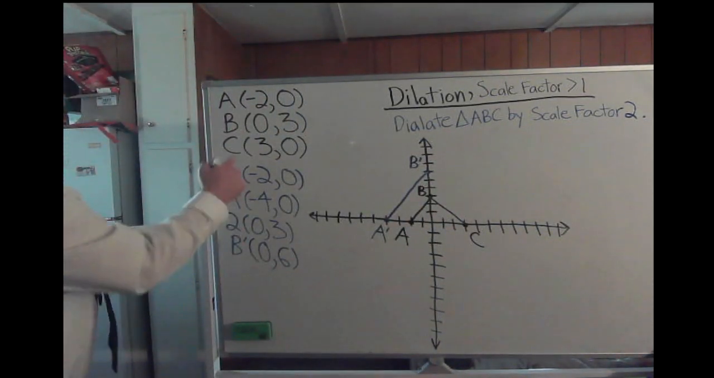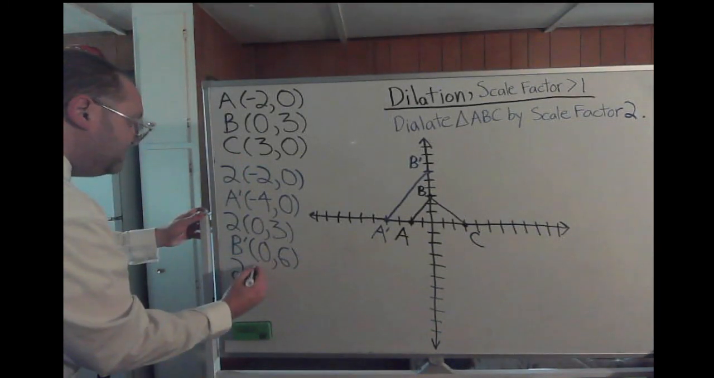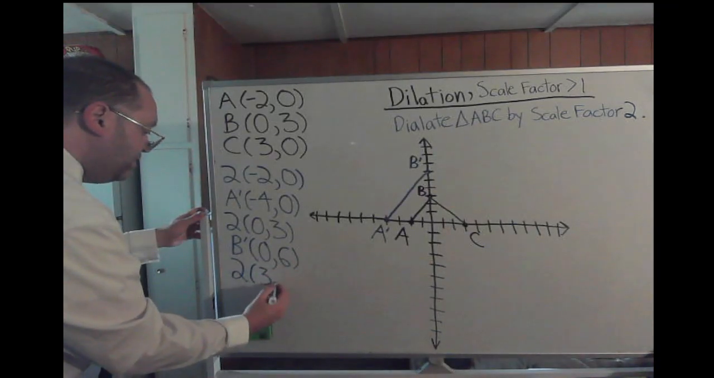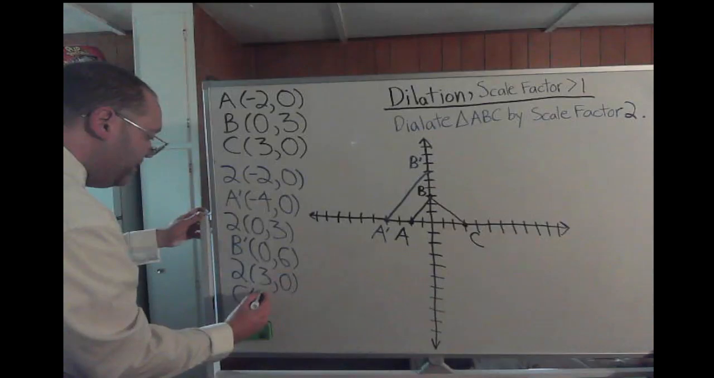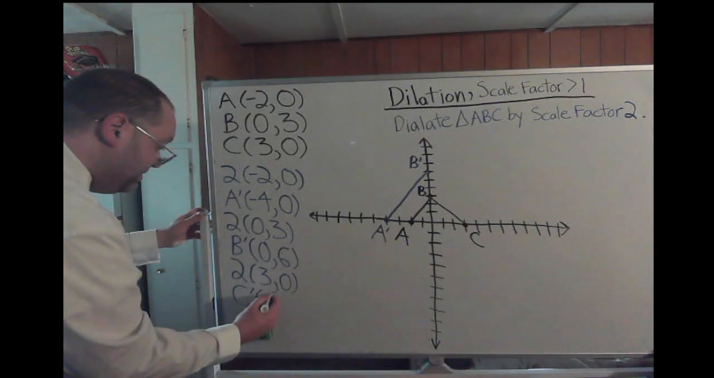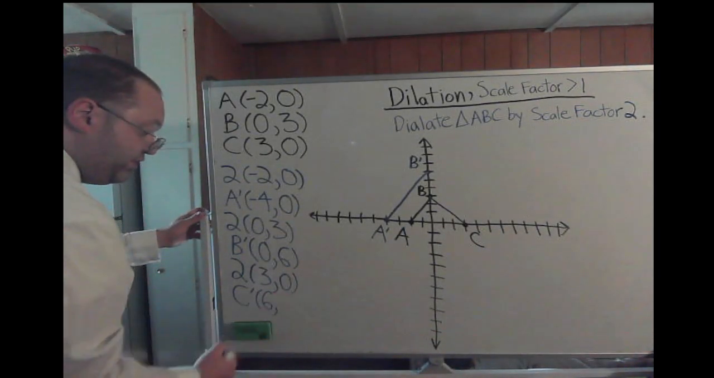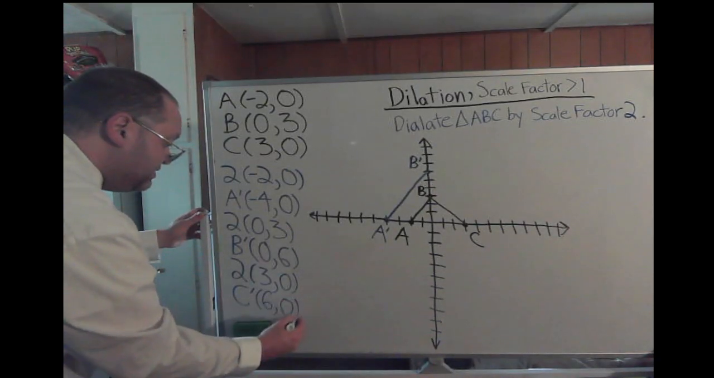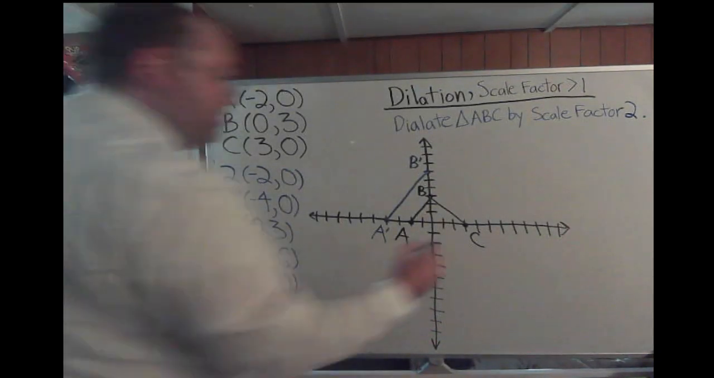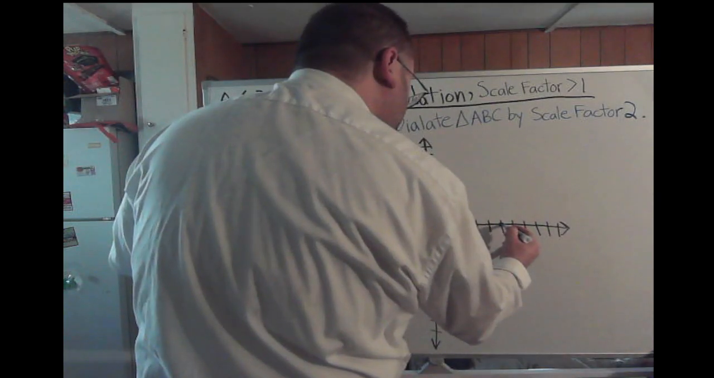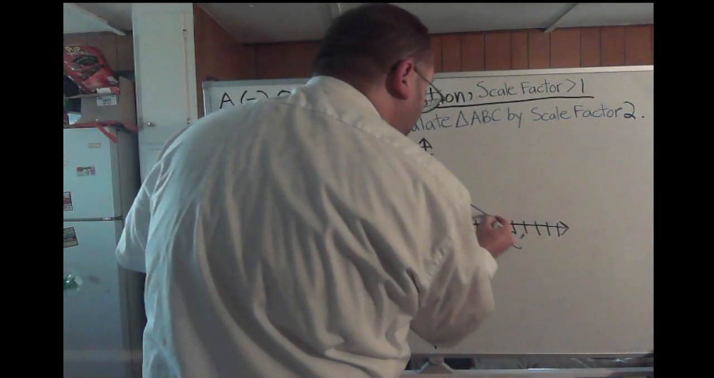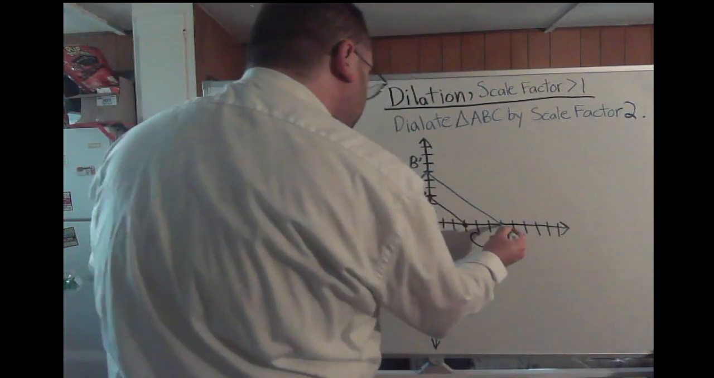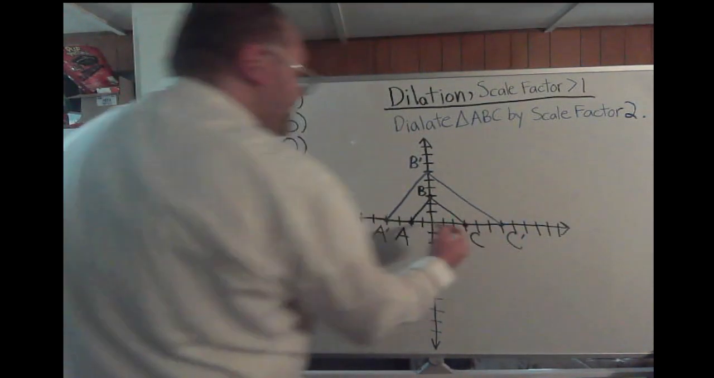And then, of course, last but not least, let's multiply the C coordinate by 2. We'll take 2 times the coordinate of 3, 0. Well, that means C prime, for your x coordinate, 2 times 3, that's going to be 6. 2 times 0 for your y coordinate, that's 0. So C prime is located at 6, 0, which would be right here. That would be your C prime. And then the triangles connect here.